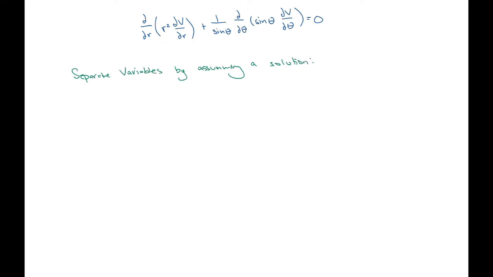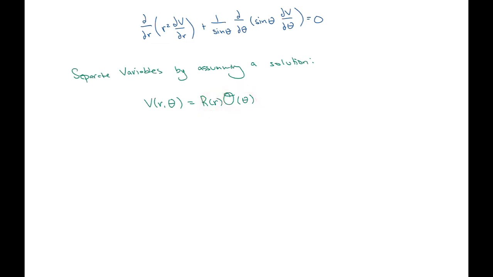And that solution is going to, again, depend on r and theta. It's going to look like a big R and a big theta that depends on theta. These are just general assumptions I'm making, that I can write the general solution as the product of two functions, one that just depends on r and one that just depends on theta.